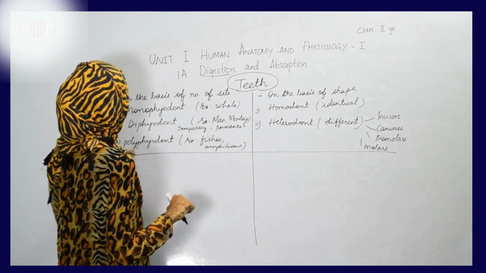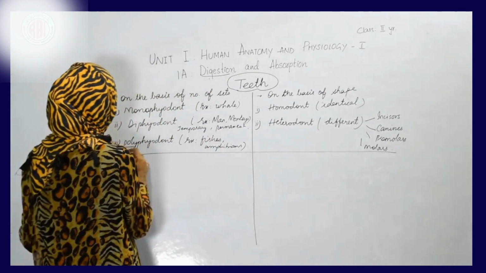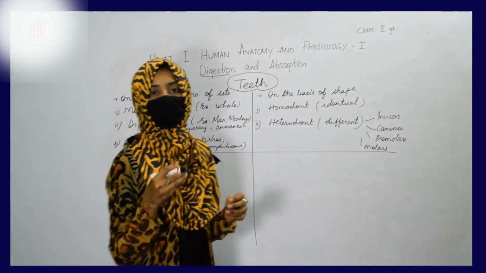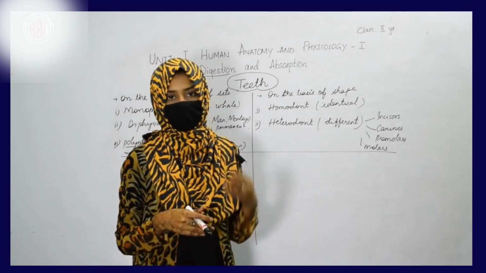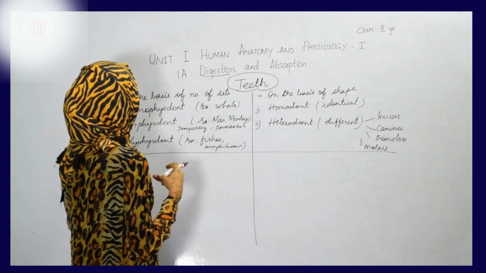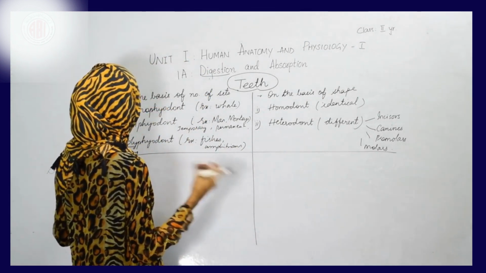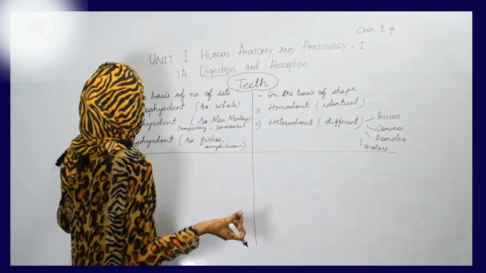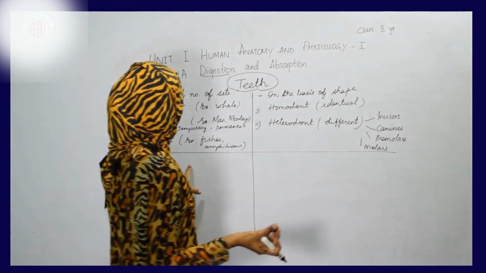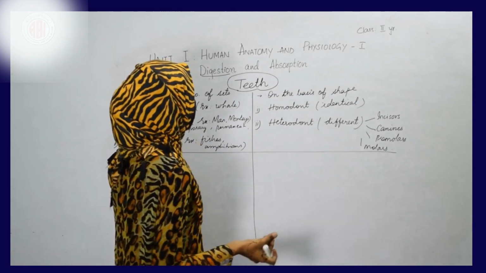And the next one is polyphyodont. Poly means many. So many times whenever the teeth fall, the new teeth will appear in the organism. So as the organism is showing many sets of teeth in their whole life, the dentition of the organisms are termed as polyphyodont, and we can see this kind of dentition in fishes and amphibians.